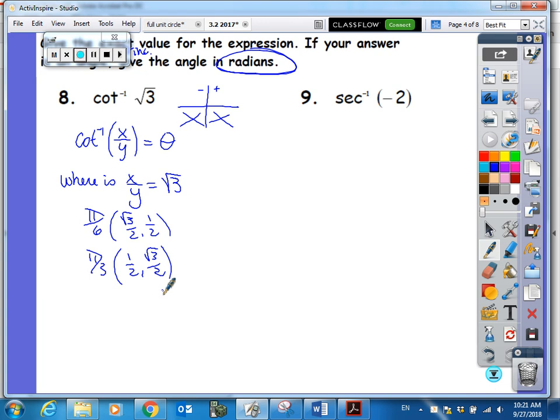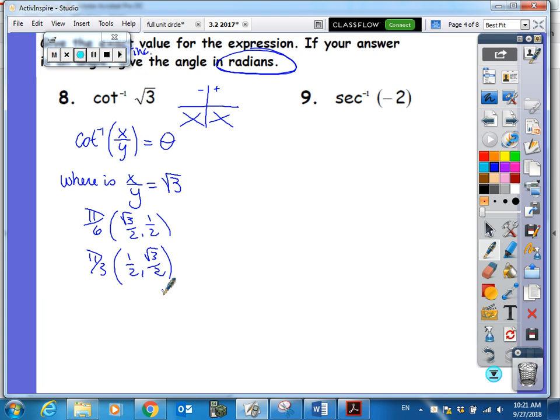Now, I'm showing a lot of work. This does not require you to show any work at all. Okay, we want you to show work, but a problem like this, you can just look at your unit circle and write the answer. I'm just showing you how I get to that answer, because if I just wrote the answer, some of you might not know where that came from.